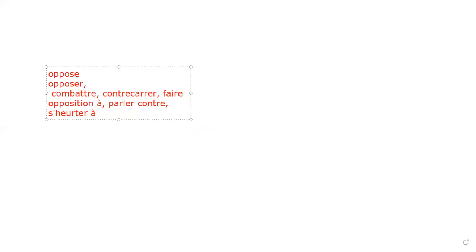Okay, then we have contrecarrer. Very important. Contrecarrer is something like opposite, contra, against. Basically, contra. Contra we use in vocab like contradictory, against. Contra is against. Contrecarrer is the same verb as faire opposition, to make opposition of. Faire opposition.